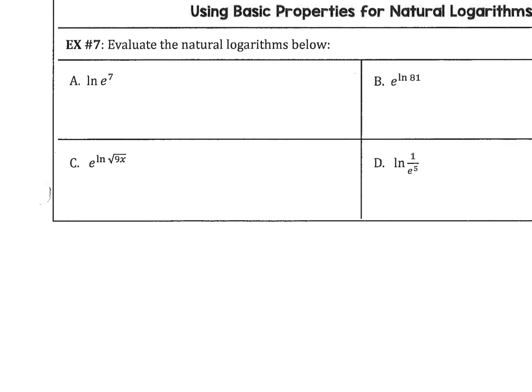So now, very quickly, try example 7. Try A and B. You should be able to give me answers. If this is equal to x, what is x equal to? What is this equal to? Just A and B. Try A and B first. You should be able to get those just like boom.